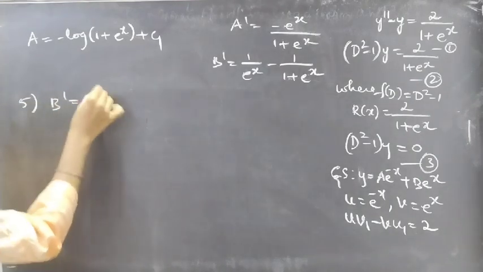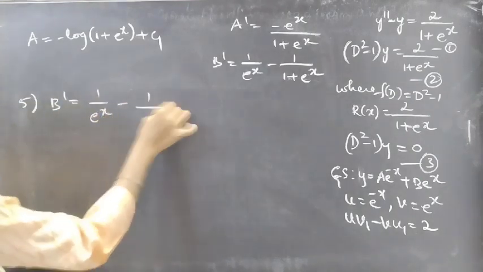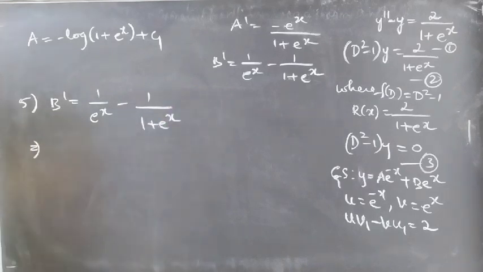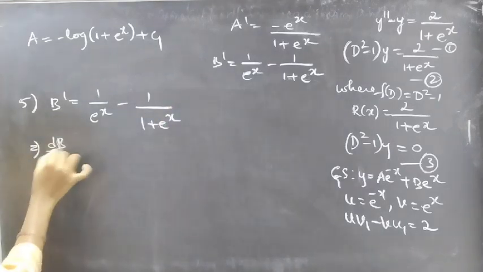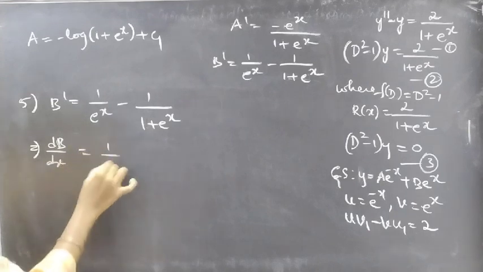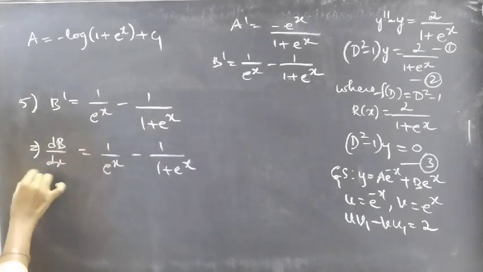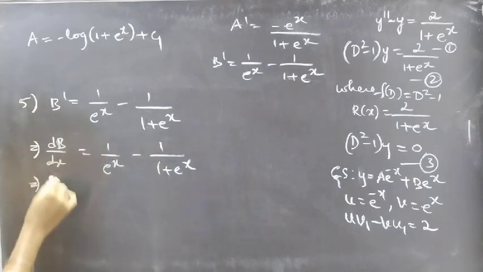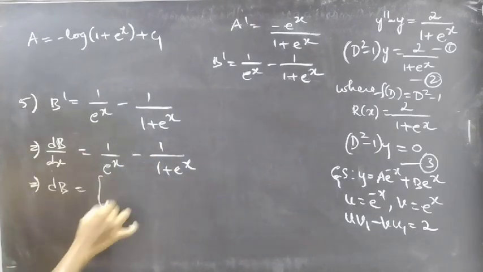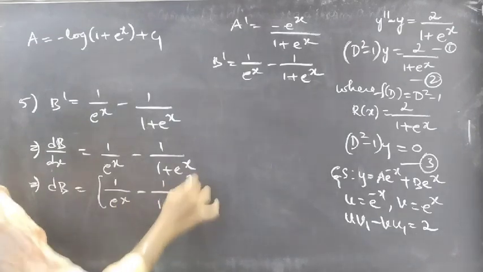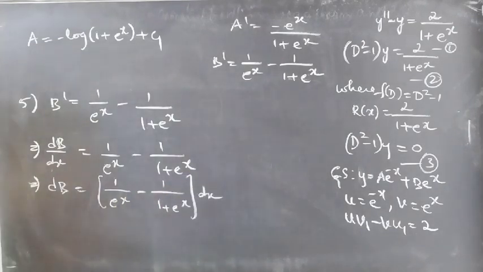We have b dash equals 1 by e power x minus 1 by 1 plus e power x. We know that b dash is the derivative of b with respect to x. Now we can separate the variables by taking the differential dx to the RHS. We'll get db equal to 1 by e power x minus 1 by 1 plus e power x into dx. Here the variables are separable, so we can perform integration.